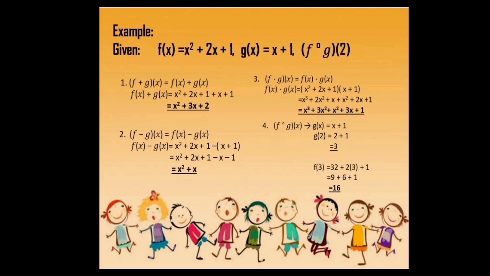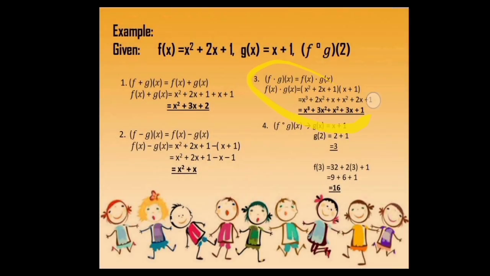That's it. Number 2, the operation that can be used is the subtraction. So, (f - g)(x) equals f(x) minus g(x). So, let's start. f(x) minus g(x) equals x squared plus 2x plus 1 minus the g(x), which is x plus 1. So, let's solve this. x squared plus 2x plus 1 minus x minus 1. The answer is x squared plus x.